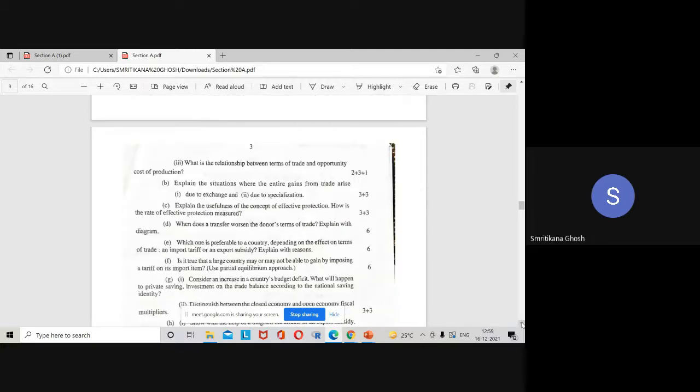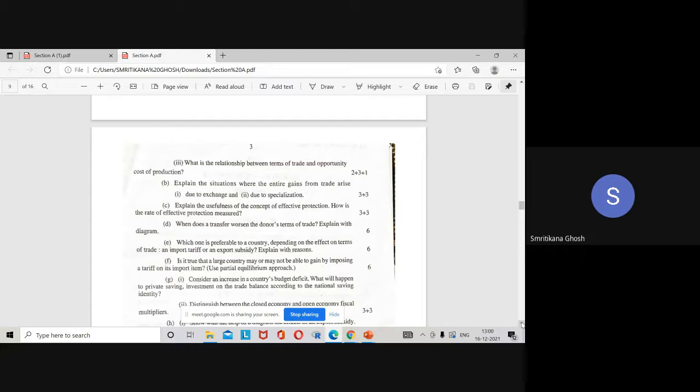What is the relationship between the terms of trade and opportunity cost? Explain the situation where a country gains due to exchange and due to specialization. Simple. I discussed it in the question. This type of question was there. One is L shape and another is a straight downward sloping line. Explain the usefulness of the concept of effective protection, how the rate of effective protection is measured, transfer worsening the donor's terms of trade, which one is preferable to a country depending on the effect of terms of trade, import tariff or quota, which has already been done.